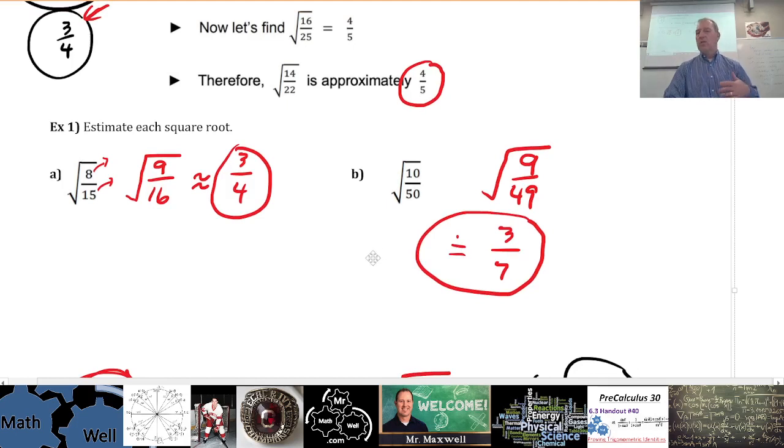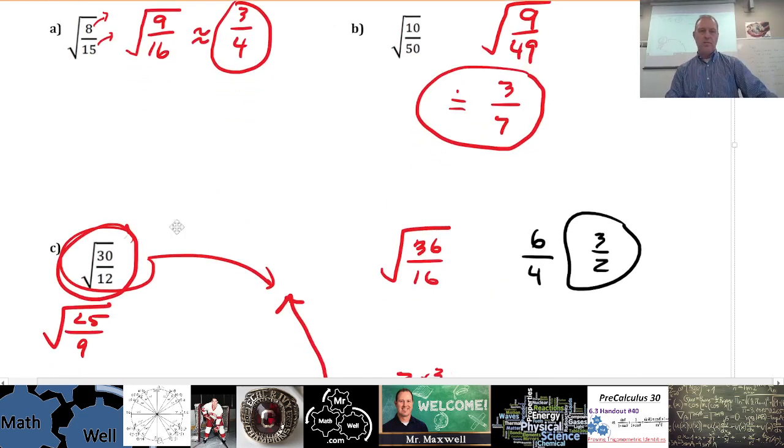Right now, when you're first learning about this, just pick perfect squares that are close, and that's going to be the first level of good estimation. Okay? All right, and for this last one, this would be definitely the best way to do all those.